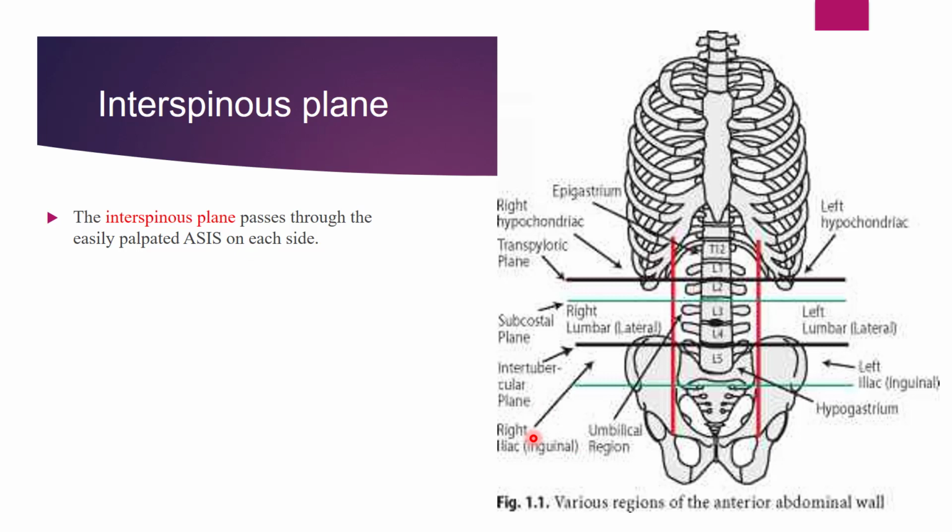Then there is another plane that is named the interspinous plane. See here, the interspinous plane is the plane which is passing through the two anterior superior iliac spines. See here, this is the interspinous plane because it is crossing through two spines. Before, we studied the intertubercular or transtubercular plane, which was crossing through two iliac tubercles present in the iliac crest. But this is named interspinous because of the anterior superior iliac spine on the right side and the anterior superior iliac spine on the left side. So this is a line which is crossing two anterior superior iliac spines, and this is another plane.